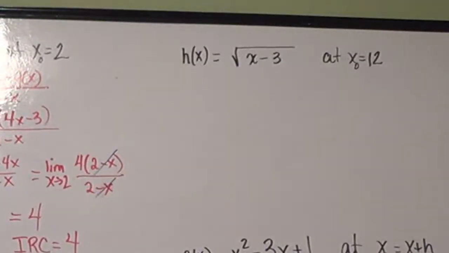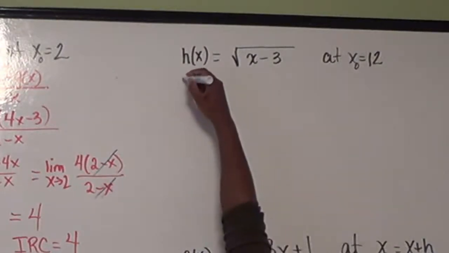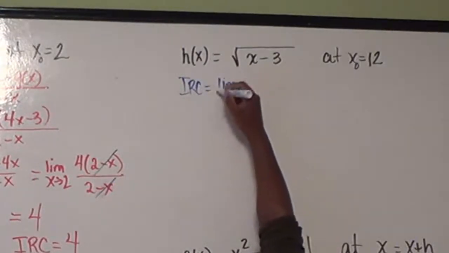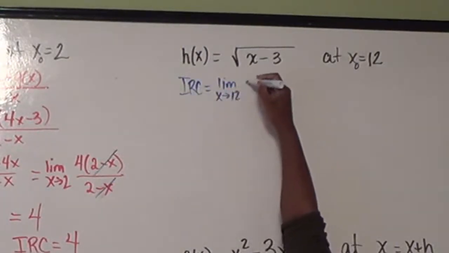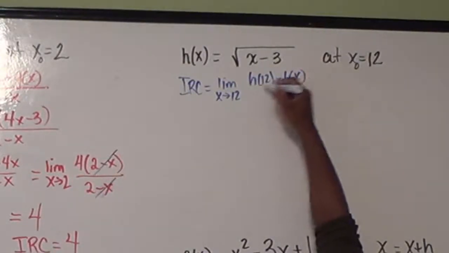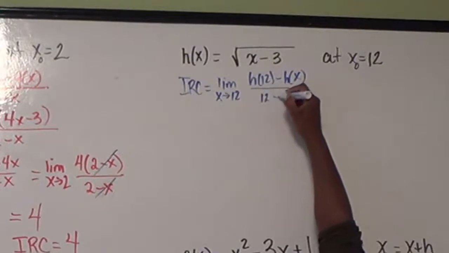Okay. Let's look at one more concrete example. Let's see h of x equaling the square root of x minus 3 at x not equaling 12. Okay, so this one we're going to do kind of the same way. Our instantaneous rate of change, limit as x goes to 12, of our h of 12 minus h of x all over 12 minus x.